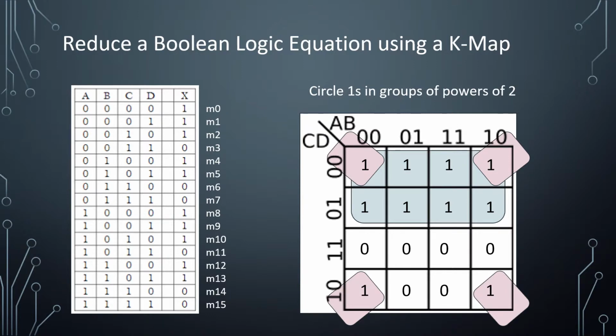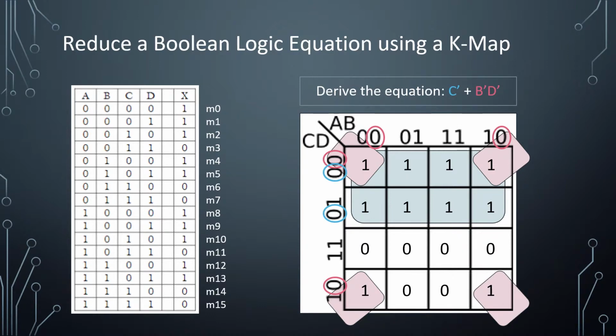Now we're going to reduce it out and take out the parts that change. Since the top one goes all the way across, we get rid of A and B, and then we just have to worry about one of the other two. And since we see that D changes, we just keep C. And then we take the 4 corners, doing the same thing, and we get B0 and D0.